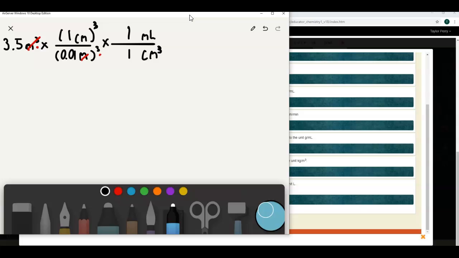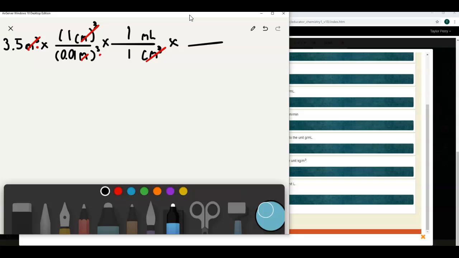Do I have to do any math there? 1 and 1. There's no actual math I'm doing there, but I did want to write it down to show you that my centimeters cubed will cancel out, and I'll be left with milliliters. So I'm almost done. There's only one last step. If I were to do this math, my final answer would be in milliliters, and I don't want it in milliliters. I want it in liters. So I have one last step. I need to convert milliliters to liters.